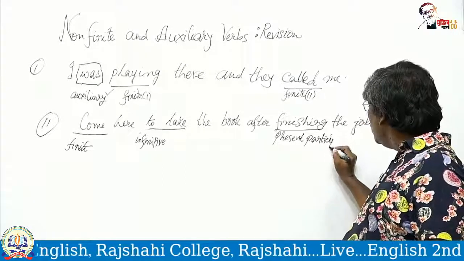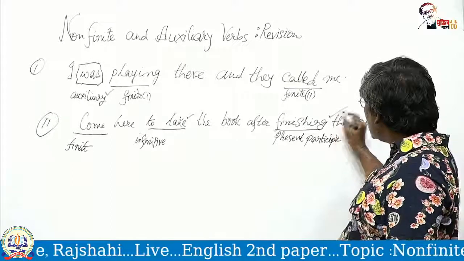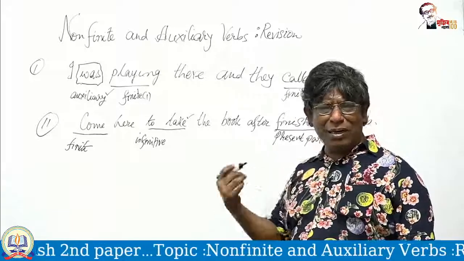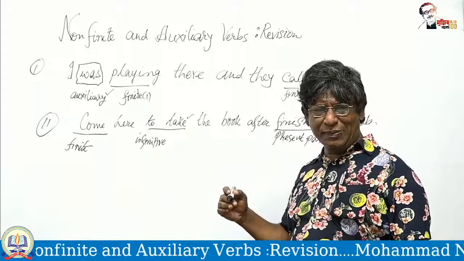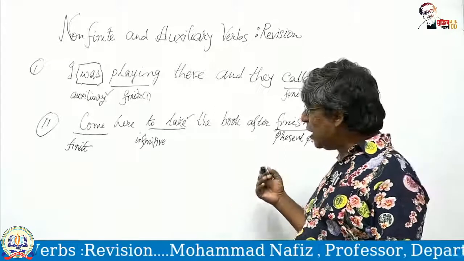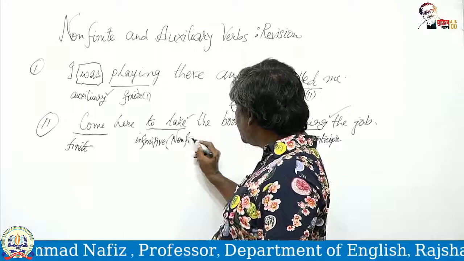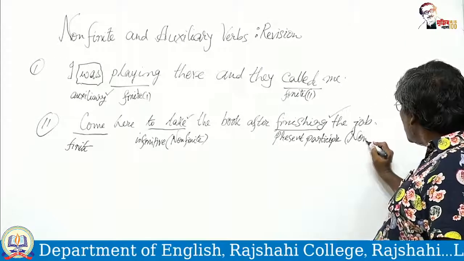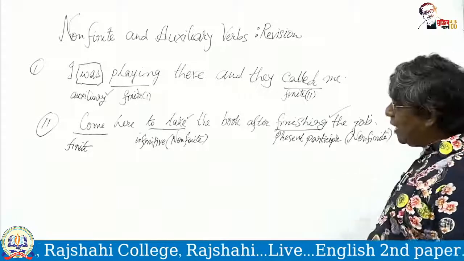In fact, the infinitive to take and the present participle finishing are not in any particular tense form, but they express some activity. They express different activities or individual activities without any particular tense form. Such verbs are called non-finite verbs. That is, all infinitives are non-finite verbs. All present participles are non-finite verbs.